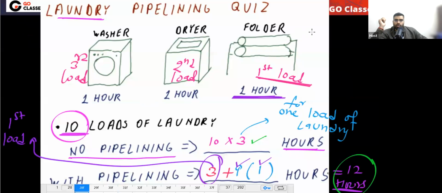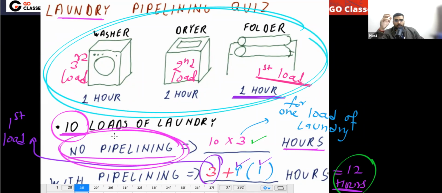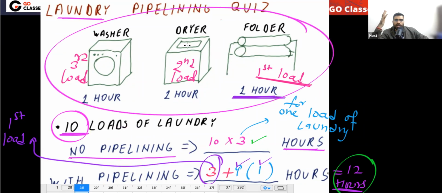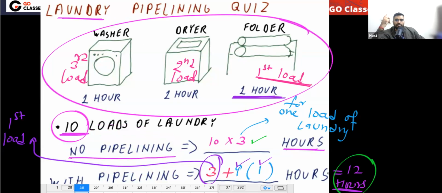When this is given to you, and I ask you what happens when you have no pipeline, then what do you have to consider? Like this photo is given to you, and I tell you that there is no pipeline. Then you will consider that this is a single machine, a single hardware. Is this clear to everyone?